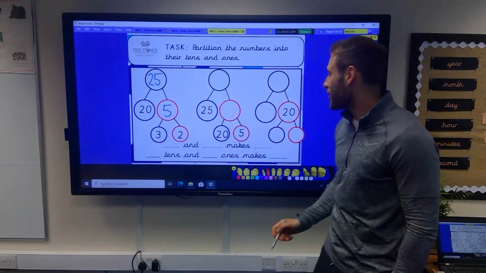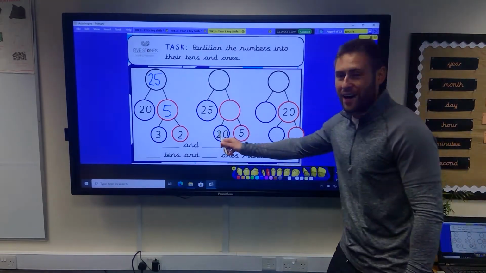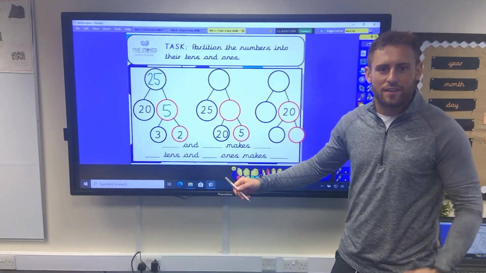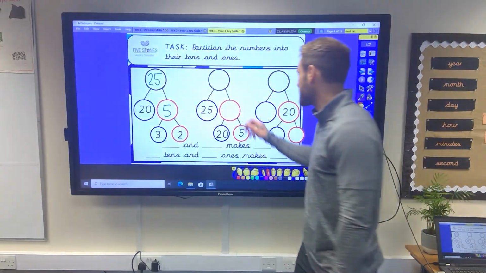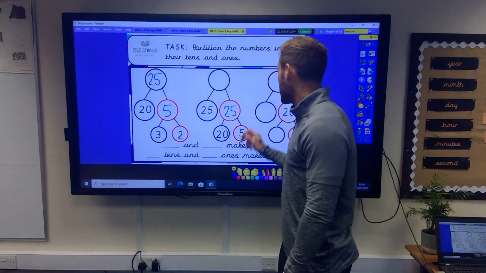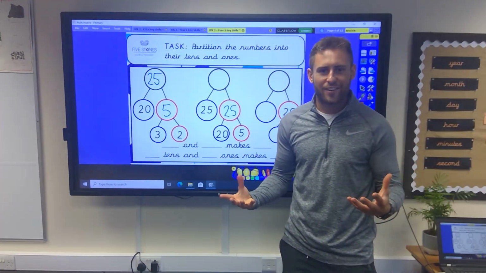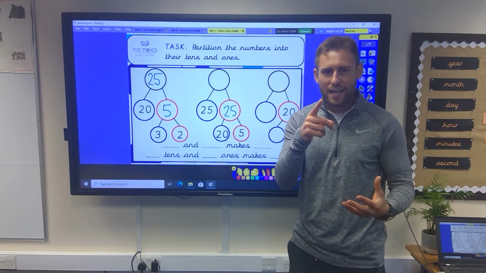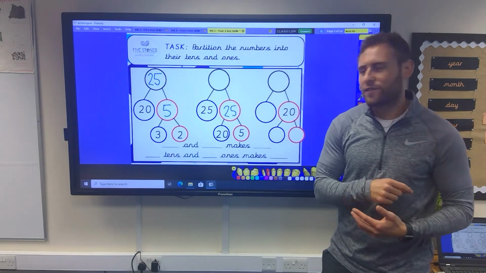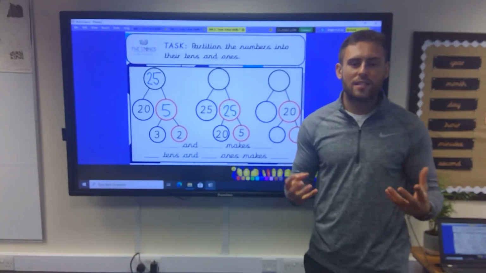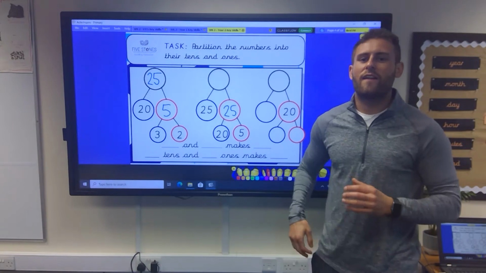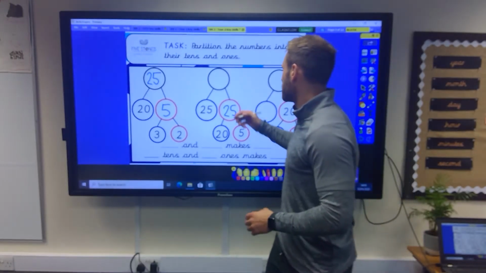Great work. You might have spotted the relationship there. A part of 20 and a part of 5, 25. 20 and 5, 25. Good work. So now we've got two equal parts of 25 and 25. Those numbers look familiar? Hopefully this is a really good fact that you should know, that double 25 is 50. Well done.